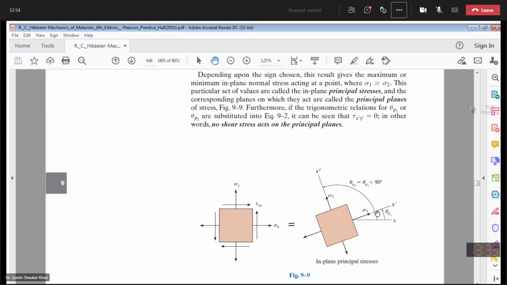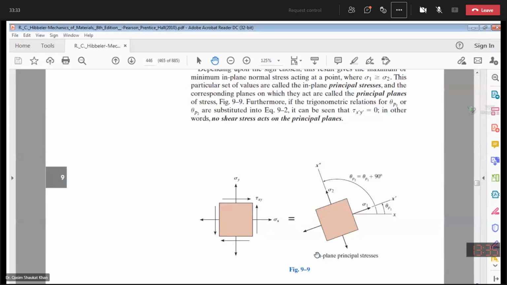So we have already said that the difference between theta p1 and theta p2 is 90 degrees. So this is theta p1, this is theta p2. Fine. So the difference between the two angles is 90 degrees. So the normal stress about x dash axis is sigma 1. Normal stress about x double dash axis is sigma 2. And always remember that we will designate the larger normal stress as sigma 1 and the smaller of the two normal stresses as sigma 2.